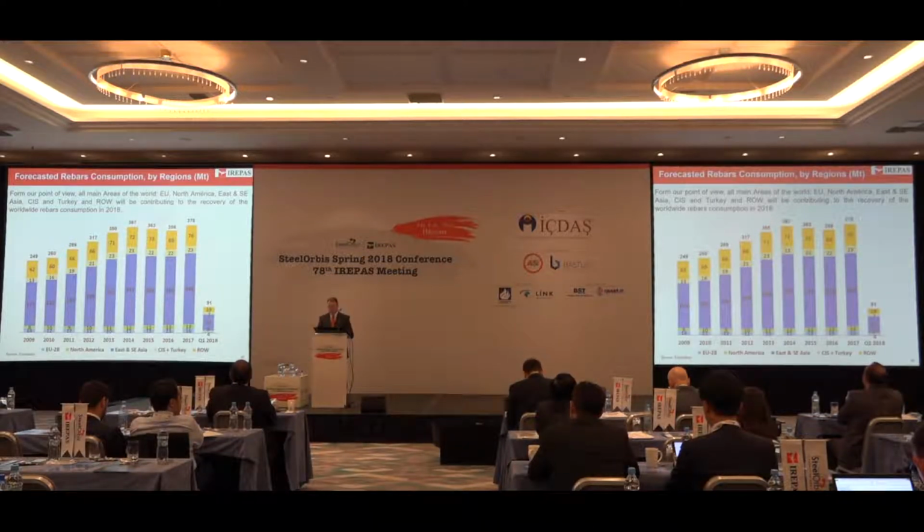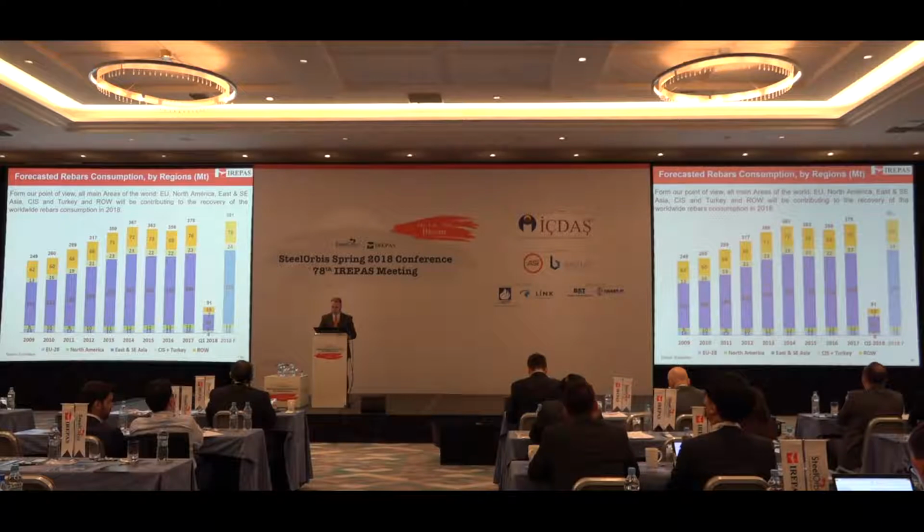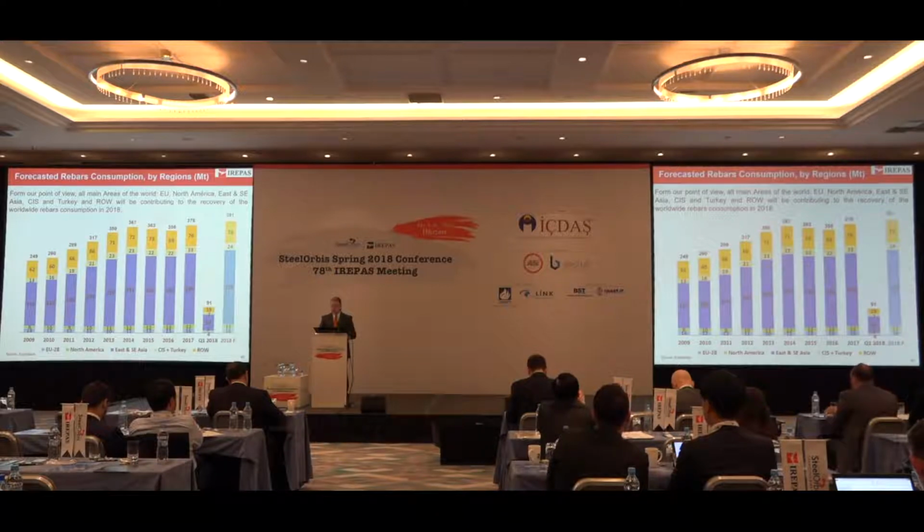So if we try to make a forecast for the different areas of the world for the next year, taking into account the figures of the first quarter, I should say that rebars consumption will reach, as I said before, 391 million tons, with 16 million tons in the European Union, 30 million tons in North America, 259 in East and Southeast Asia, 24 in this plus Turkey, and finally for the rest of the world, 78 million tons.